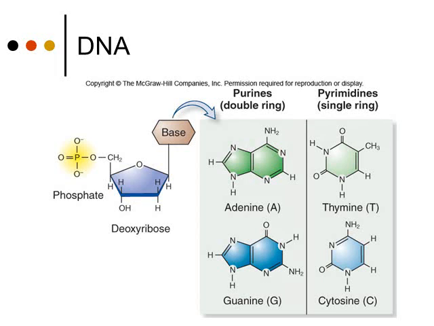If the base has a double carbon ring, it's going to be a purine. Those are the adenines and guanines. If it has a single carbon ring, it's going to be a pyrimidine. So that's the thymine or the cytosine over here. So DNA has a deoxyribose sugar. It has adenine, thymine, guanine, and cytosine.